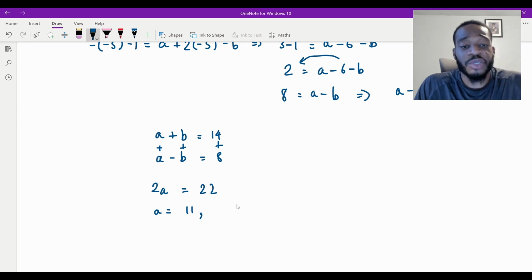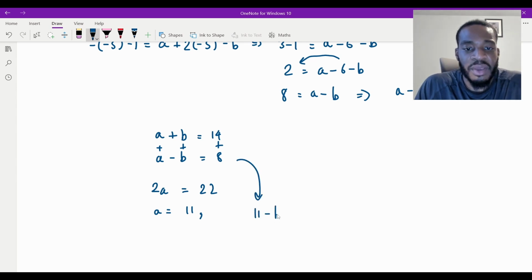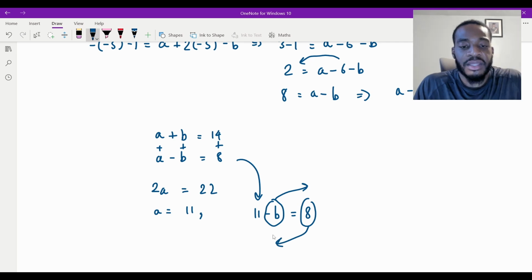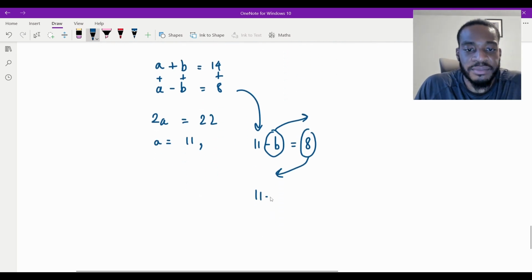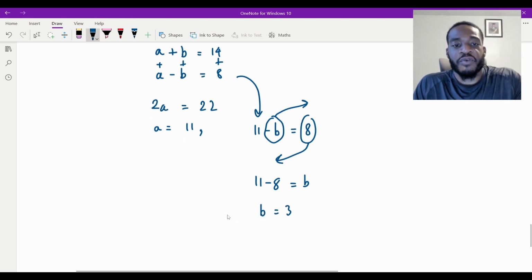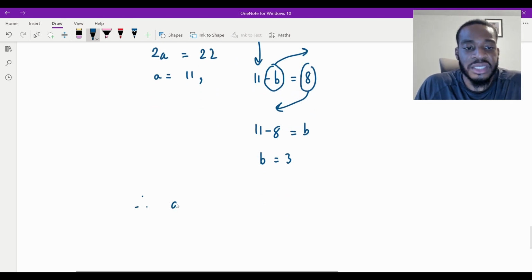So now I know what a is. I can just plug it in to figure out what b is. So I'm going to plug that in there. I'm going to have 11 take away b is going to equal 8, right? And that would mean that if I move that there and I move that there, then that means that 11 minus 8 is equal to b. So therefore b is equal to 3. And therefore your answer overall is a is going to equal 11 and b is going to equal 3.